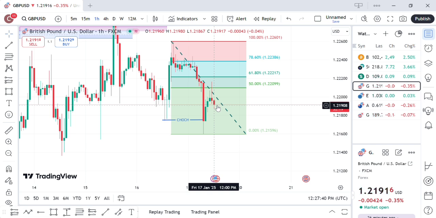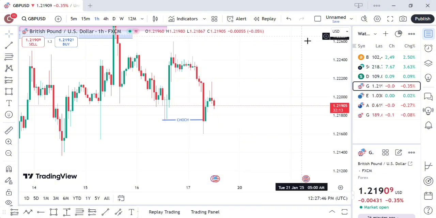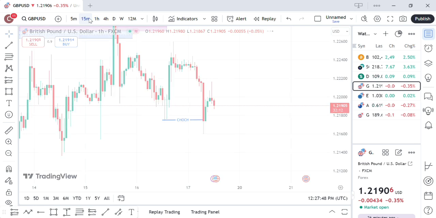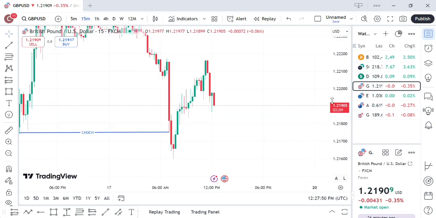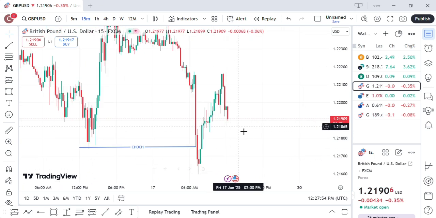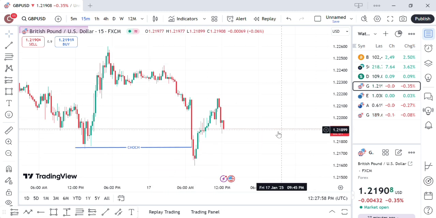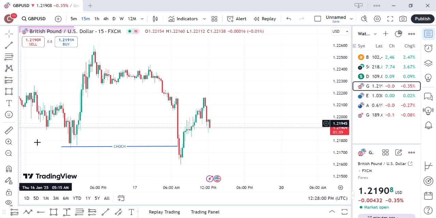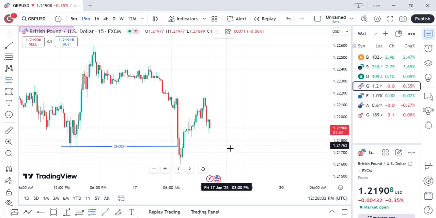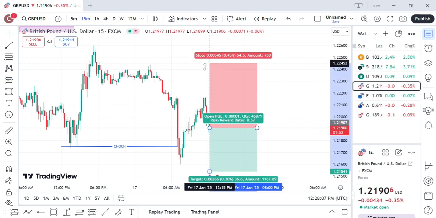We can sell here and put our stop loss here. But we need more confirmation, so we go to the lower time frame, like 15 minutes. On the 15-minute time frame, we are still seeing this fair value gap here. If we want to take this trade on the safer side, we can sell here and our stop loss will be here.